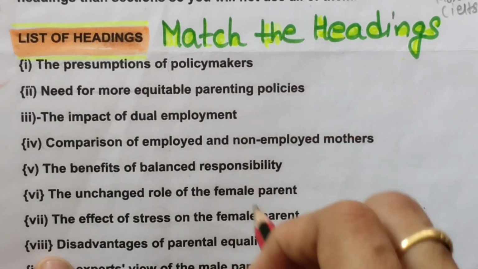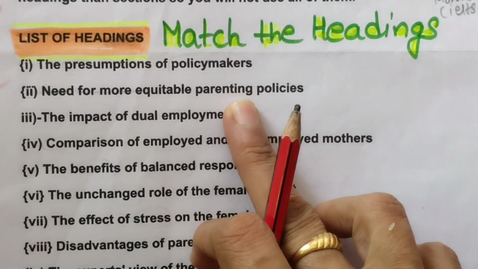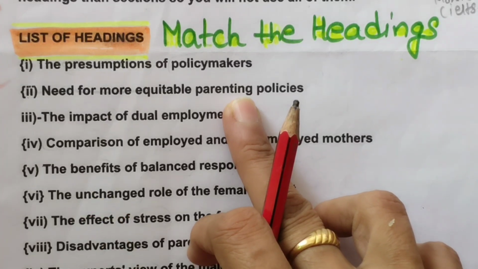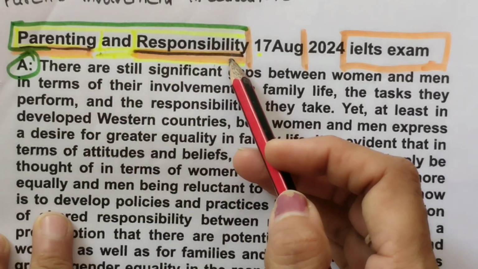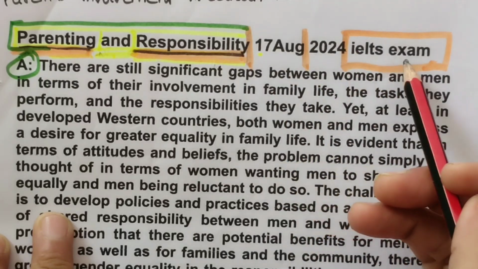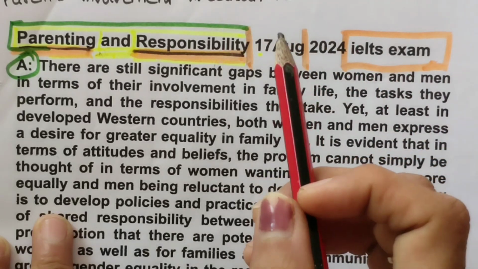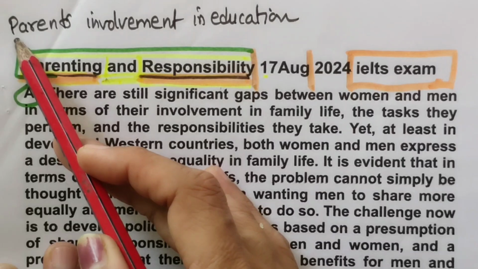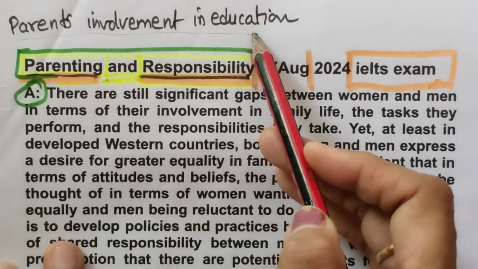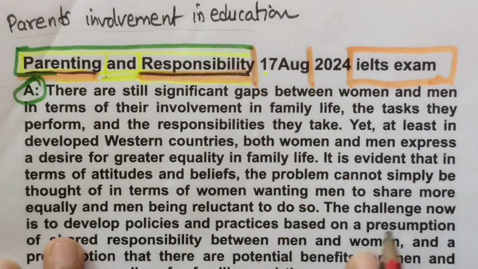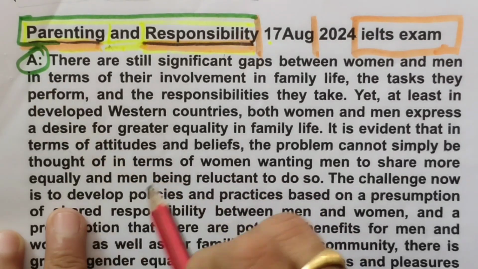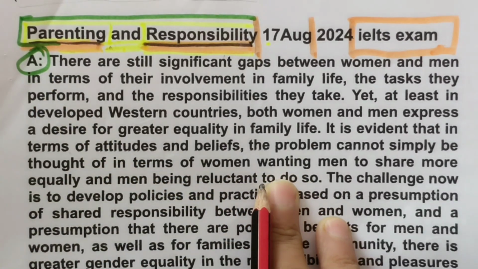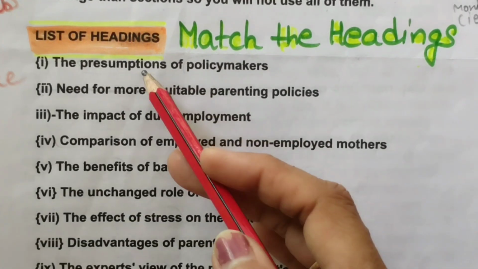Okay, let's start it. I will show you the name of the reading passage. This is the reading passage name, Parenting and Responsibility. This was also part of the actual IELTS exam. Some questions may differ, and the reading title was actually something like parents' involvement in education. So let's start. You can see the paragraphs they have given, A to E. Now let's start how to do list of headings.